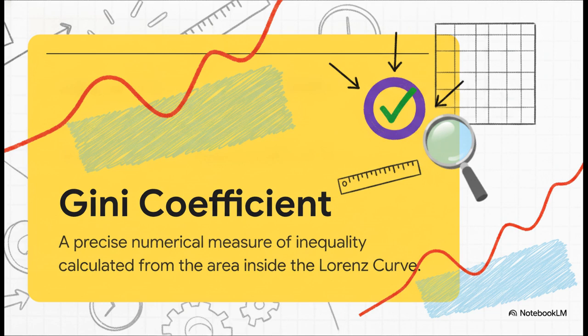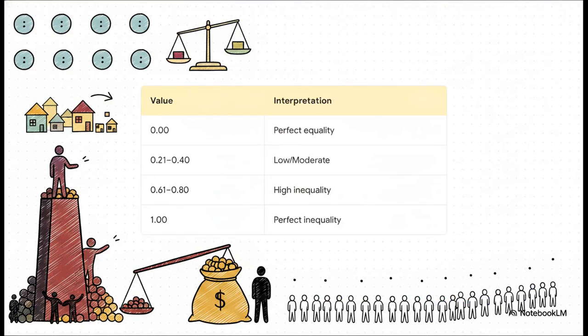So instead of just staring at a sagging curve and saying, well, yeah, that looks highly unequal, you can calculate a precise value. This is huge because it allows governments and economists to track shifts year over year with pinpoint accuracy. It operates on a very strict scale.